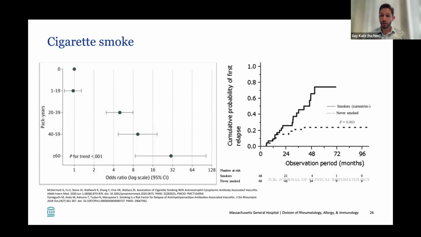On the right side, this is one of the few studies that actually look at the risk of relapse in people with certain environmental exposures. And in this case, smokers were found not only to have an increased likelihood of developing the disease, but people with the disease who were continuing to smoke were more likely to have a relapse.